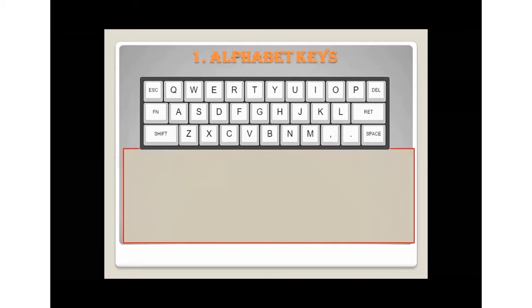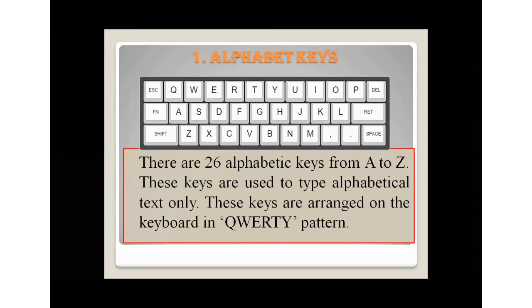What is an alphabet key? There are 26 alphabet keys from A to Z. These keys are used to type alphabetical text only. You cannot type numbers here, only alphabets. These keys are arranged on the keyboard in the Q W E R T Y pattern. This pattern you will see on your keyboard.